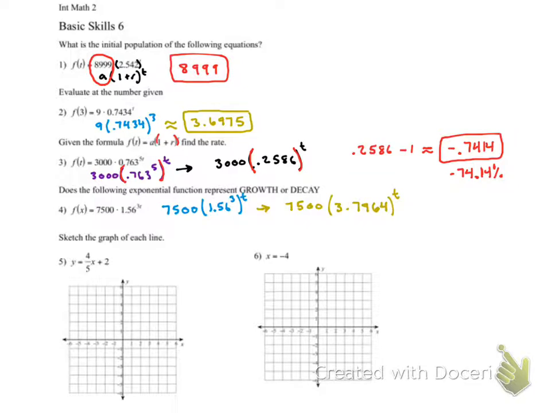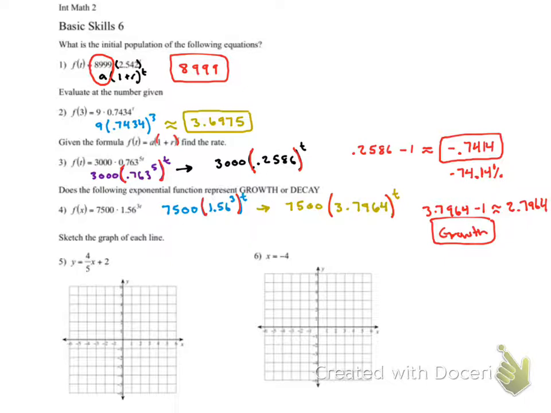And again, remember that this is still 1 plus r, so we still have to subtract 1. So 3.7964 minus 1 is roughly 2.7964. So looking at that, that's our rate there, so we have a growth. Right, growth because our rate was positive, 2.7964.